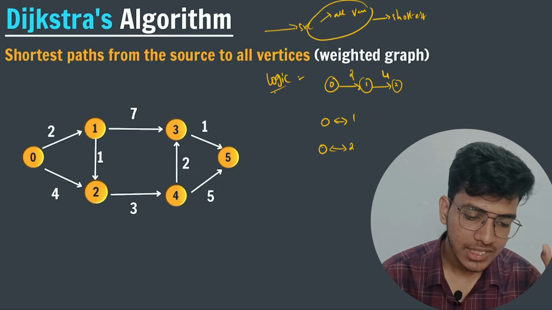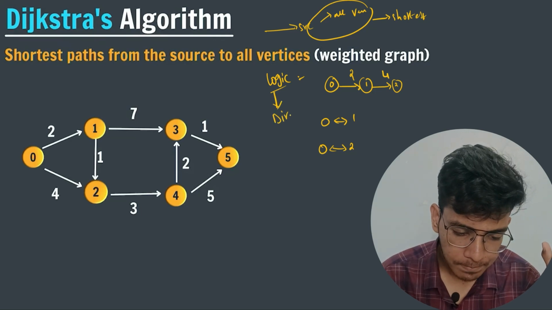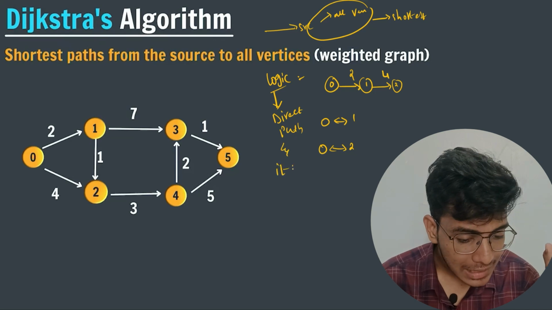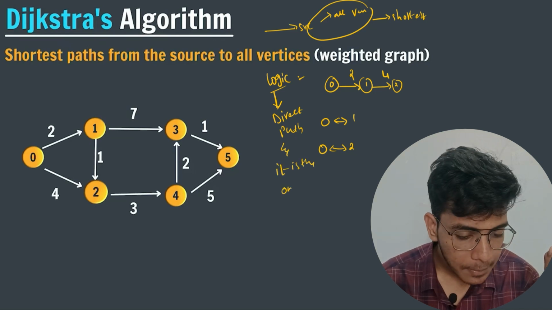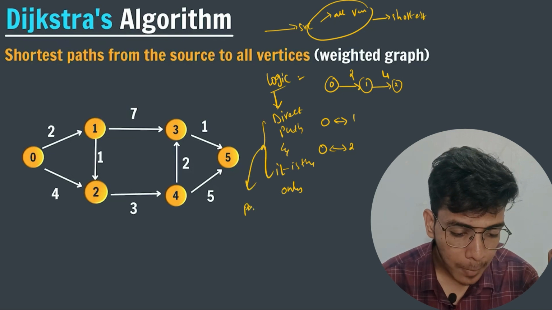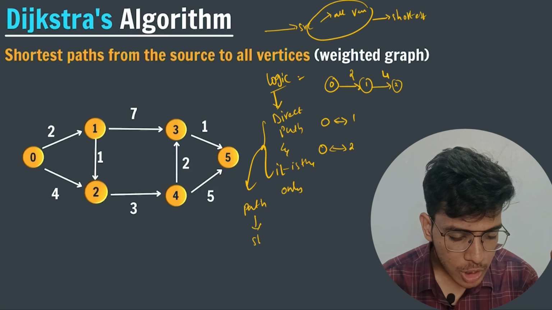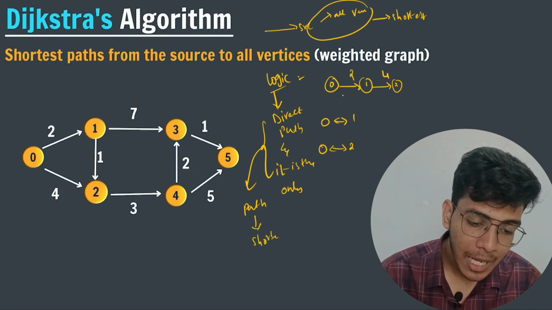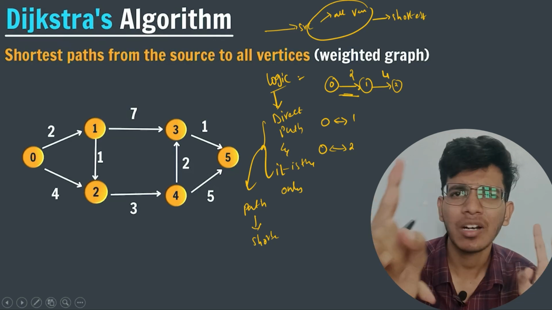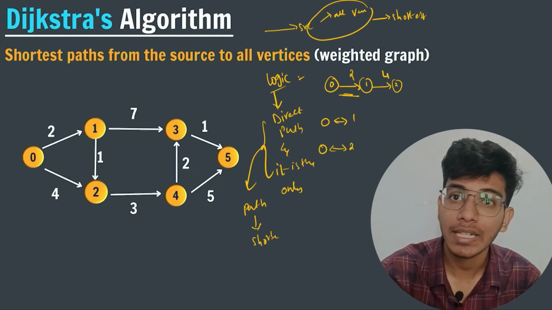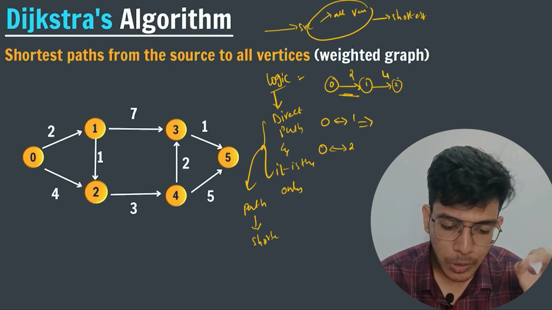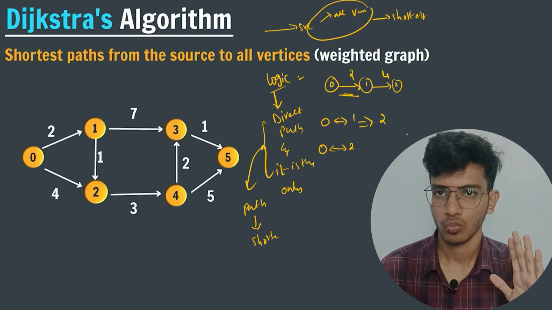And here the logic says that if there is a direct path and it is the only path, then I will make that path my shortest path. Here you can see that I have only one path, it is a direct path, and it is the only path. I do not have any alternative paths. If that is the case, then I will make the shortest distance between 0 and 1 as 2.